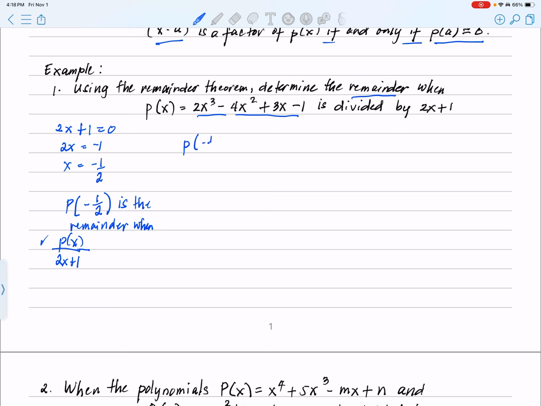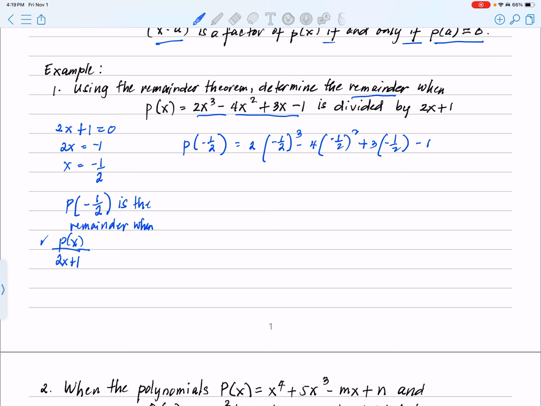Since our p of negative 1/2, we substitute it to the polynomial. So that would be 2 times negative 1/2 cubed minus 4 times negative 1/2 squared plus 3 times negative 1/2 minus 1.